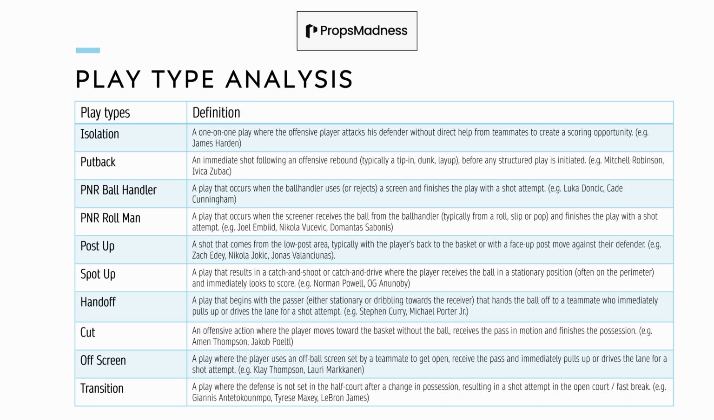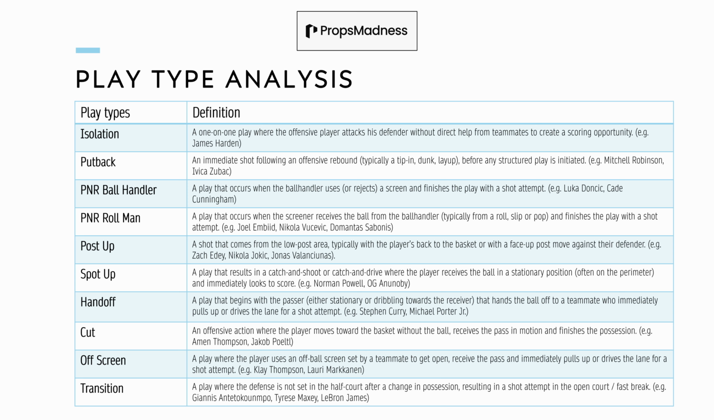And then finally, we have the transition play type. This is a play where the defense is not set in the half court after a change of possession, resulting in a shot attempt in the open court fast break. Examples are guys like Giannis Antetokounmpo, Tyrese Maxey, LeBron James, guys who will use their quickness and their speed to get past the defense that is not set and take advantage of numbers, like 5-on-4, 4-on-3 opportunities. And like I said, using their speed as leverage.